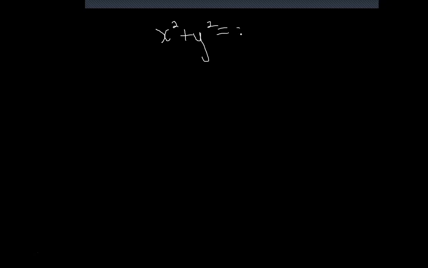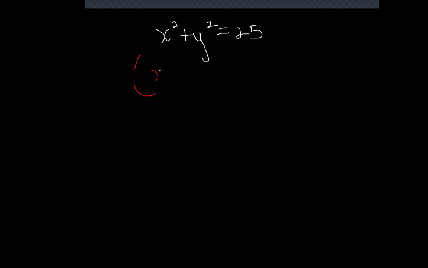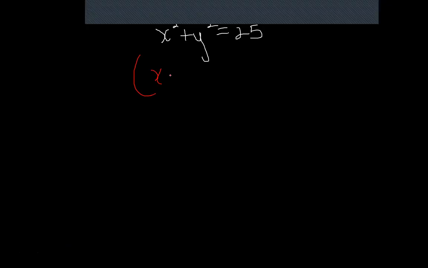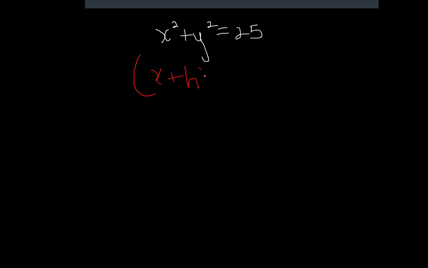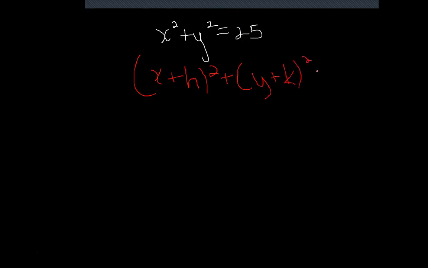y squared is equal to 25. All right, let me prove to you that h is equal to 0 and k is also equal to 0. So we know that the standard form is, wait, somebody tell me what's the standard form? Anybody, tell me what's the standard form? Oh man. Okay, I will just write this down. x plus h squared plus y plus k squared is equal to 25.